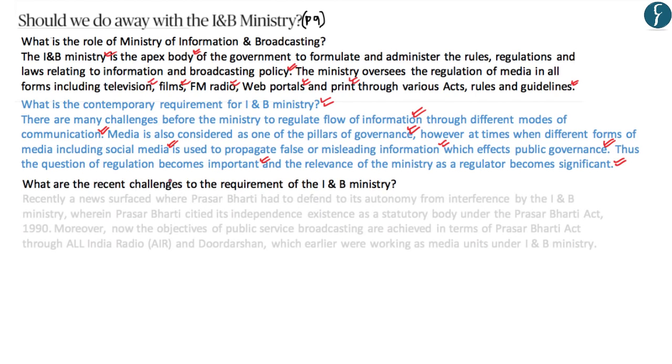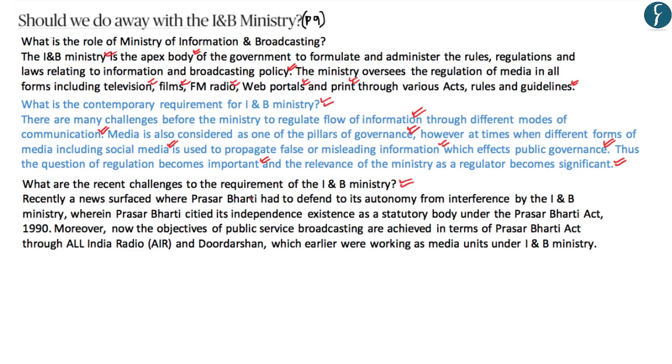Now, the third question is what are the recent challenges to the requirement of the Information and Broadcasting Ministry? Recently, news surfaced where Prasar Bharati had to defend its autonomy from interference by the Information and Broadcasting Ministry, wherein Prasar Bharati cited its independent existence as a statutory body under the Prasar Bharati Act of 1990. Moreover, the objectives of public service broadcasting are achieved under the Prasar Bharati Act through All India Radio and Doordarshan, which were earlier working as BDI units under the Information and Broadcasting Ministry. And therefore, the protection of the autonomy of Prasar Bharati, All India Radio, Doordarshan, among other agencies, from the Information and Broadcasting Ministry becomes a recent challenge to the requirement of the Information and Broadcasting Ministry.